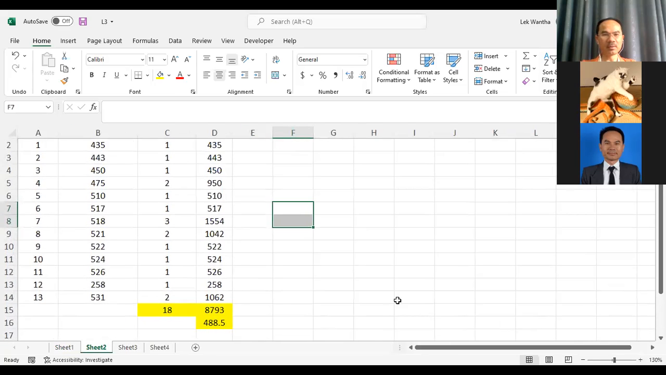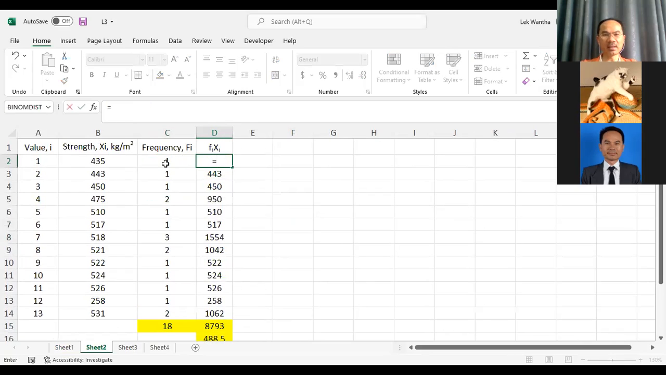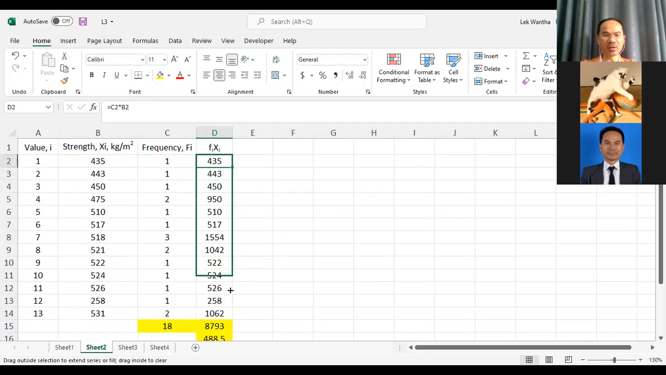Like for this example, we have the number of materials and this is the strength value. For this case, you should have fi multiplied by xi. This is for the first value. Then you can drag this down to all values to get the values.